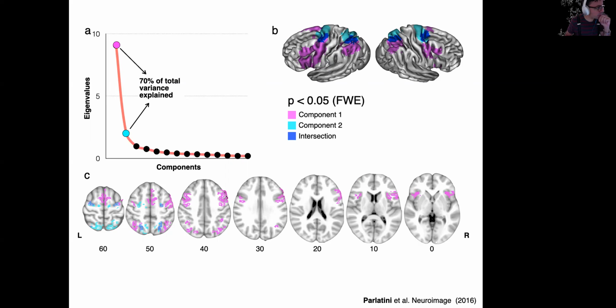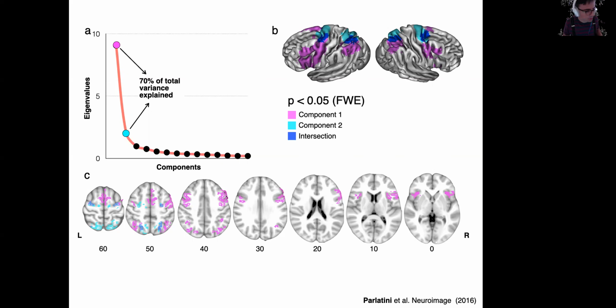And then we projected those components back onto the surface of the brain. The first component happened to be a ventral frontoparietal network involving the supramarginal gyrus, temporoparietal junction, and inferior and middle frontal gyrus. The second component was a superior network involving the superior frontal gyrus and the superior parietal lobule, with the intersection between the two at the level of the frontal eye field and the intraparietal sulcus.